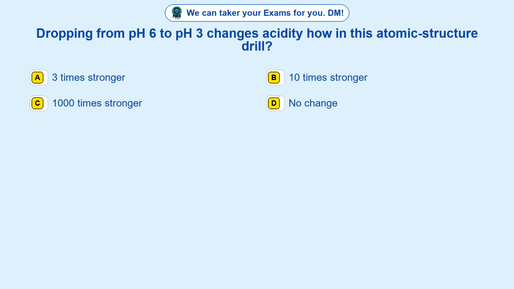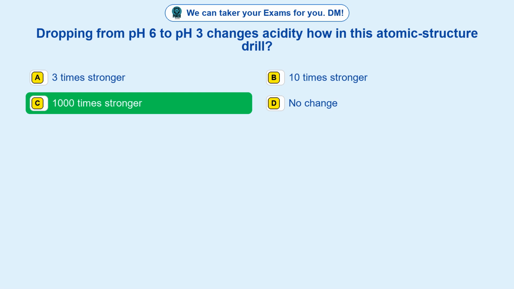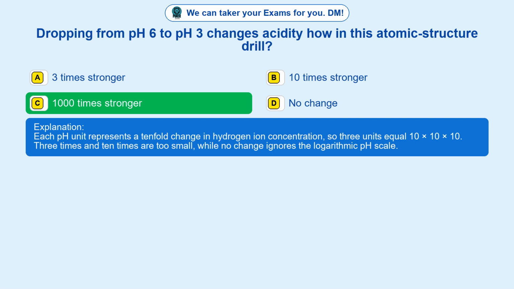Question 53. Dropping from pH 6 to pH 3 changes acidity how in this atomic structure drill? Option A 3 times stronger. Option B 10 times stronger. Option C 1000 times stronger. Option D. No change. The correct answer is option C. 1000 times stronger. Each pH unit represents a 10-fold change in hydrogen ion concentration, so 3 units equal 10 times 10 times 10. 3 times and 10 times are too small, while no change ignores the logarithmic pH scale.